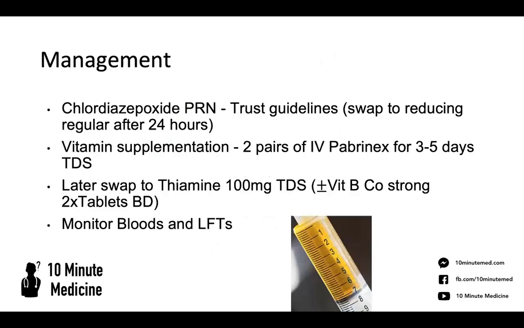The management is trust dependent. However, most trusts follow the same guidelines. You want to start chlordiazepoxide as a PRN dose, based on what the patient tells you of how much they've been drinking. I usually start with about a 25 milligram PRN dose every 2 to 4 hours, and you then swap that to regular and reducing after 24 hours. When you prescribe it, you put it as a range, so let's say 10 to 25. Based on the patient's symptoms, the nurses will accordingly give the chlordiazepoxide.